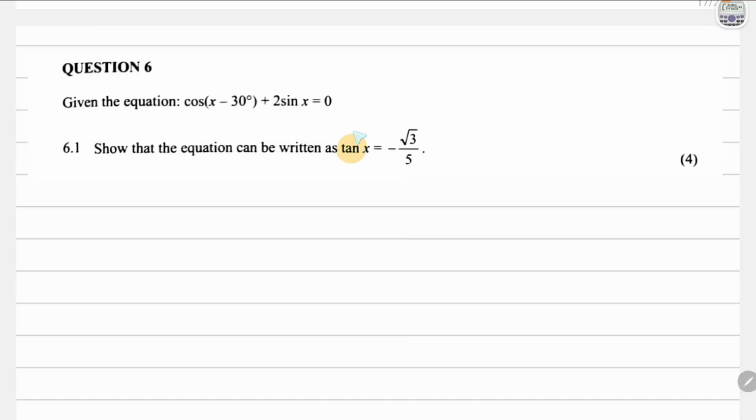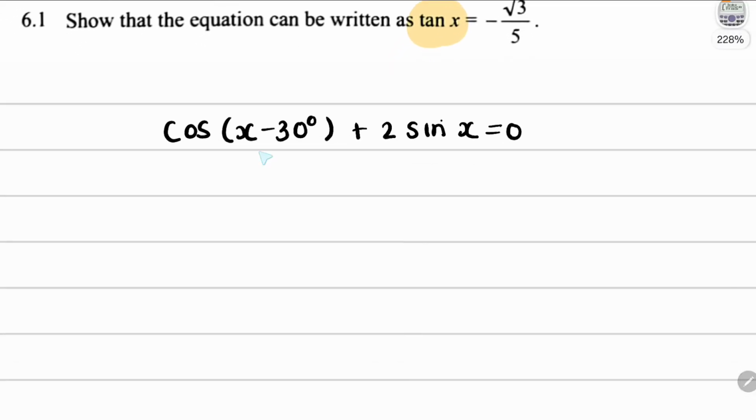The fact that we have tan, but here we have cos and just sine, really means that we need to break this up so that we have things like cos x and sine x, because you see you have tan x here, not tan of x minus 30 degrees. So we need to break that up. Let me rewrite the equation that we have. Because we have two terms inside this bracket, we can just use the compound angle formula.